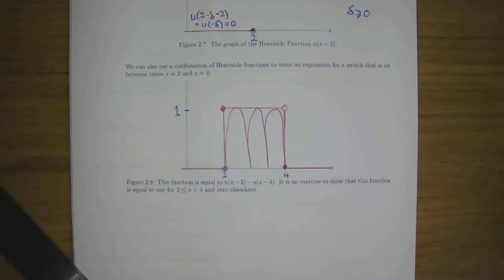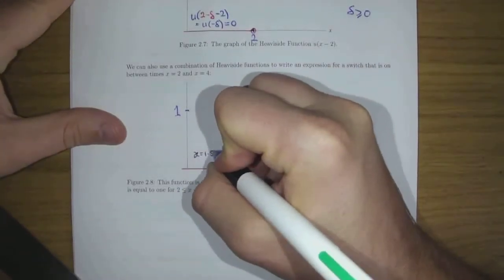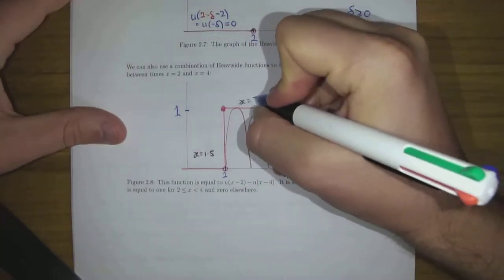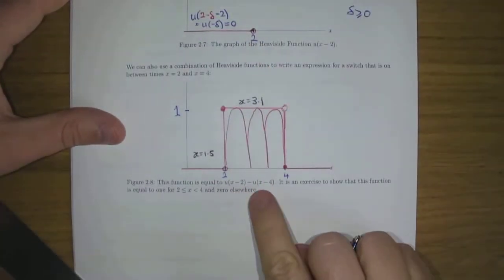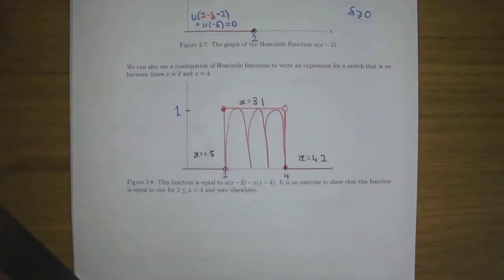Now what I want you to do is just convince yourself that this is the right thing. Maybe substitute in x equal to 1.5 into this, see do you get 0. Maybe x equal to 3.1, make sure you get out 1, and maybe x equal to 4.2, make sure you get out 0. It'll just be a little exercise for yourself.